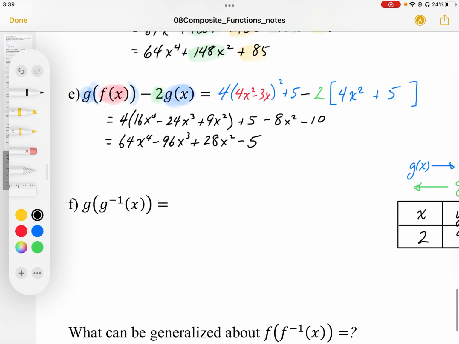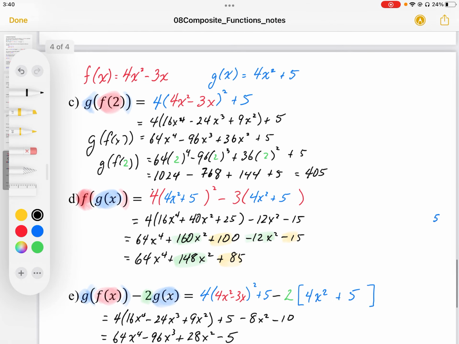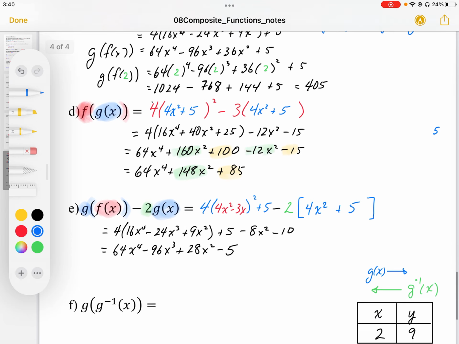For this last one here, if we're going to do g of the inverse of g of x, well, the inverse of g of x, if I were to work this out, it would be this. It would end up with x equals 4y squared plus 5, and then x minus 5 divided by 4, and then it's going to be square root, and that's going to be my inverse of g of x. Okay, and I can plug that in and work it all out.